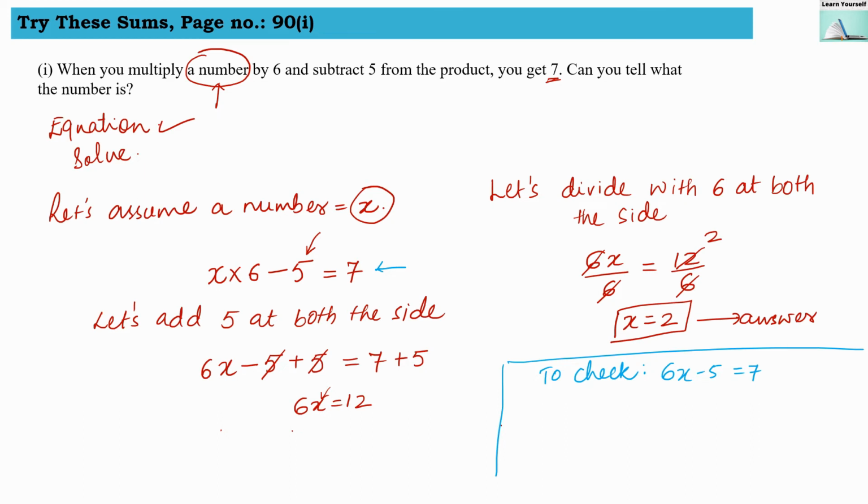So let us substitute x equals to 2 in this. So we will get 6 into 2, 12 minus 5. Towards RHS, we are going to do that. So 12 minus 5, we will get 7. So RHS is equals to LHS. So whatever equation we have written, that is also correct, and whatever value we have guessed is correct.